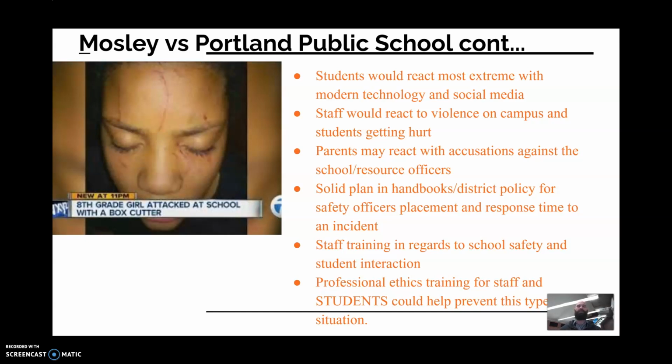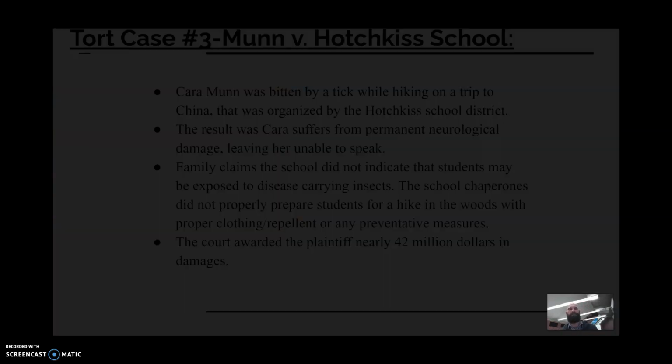What has to be in place ahead of this, preemptive measures, is a solid plan in the handbooks and the district policy for safety measures for their officers, and the response of their safety officers. Staff training could also be implemented prior to a situation like this happening, and professional ethics training for staff and students both could help to prevent this type of situation.